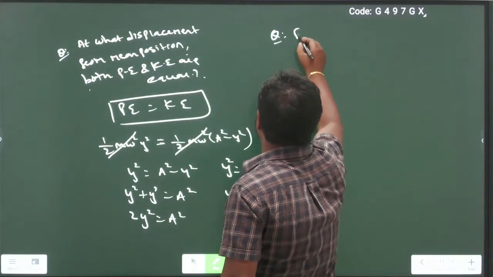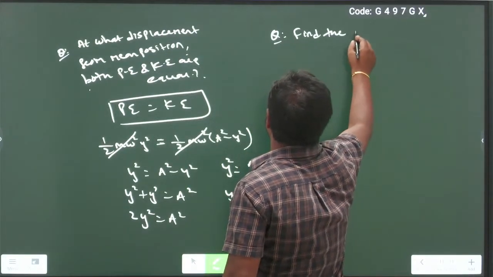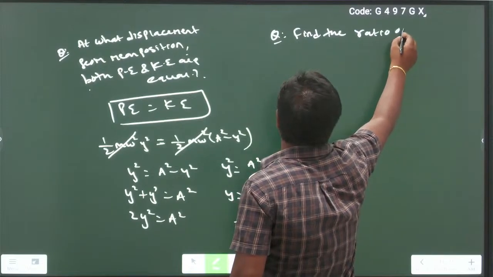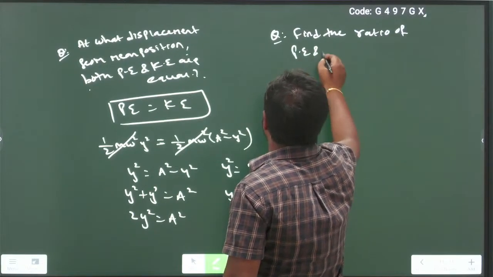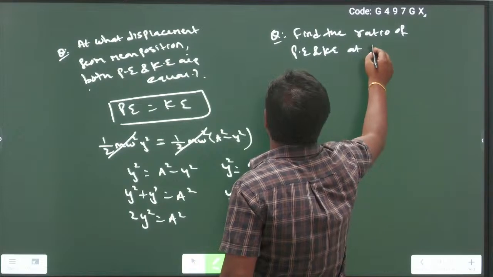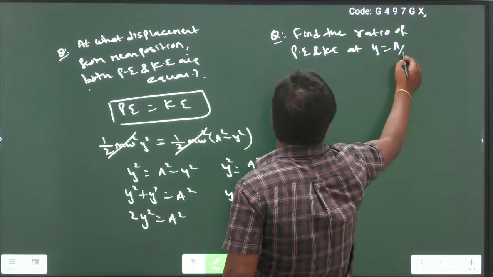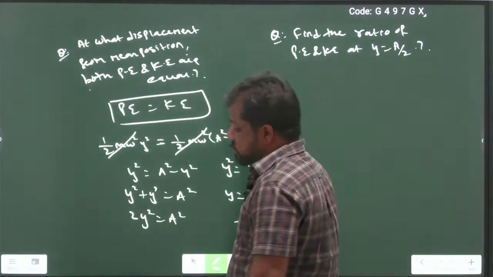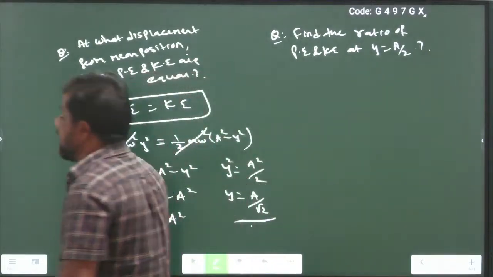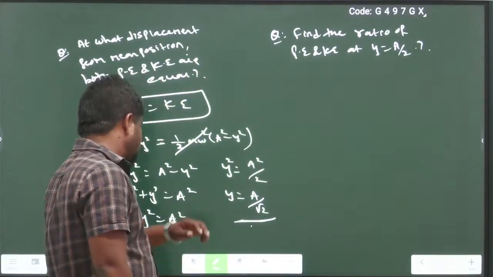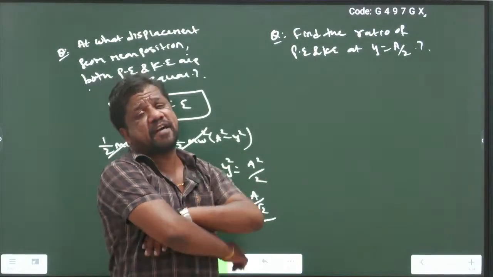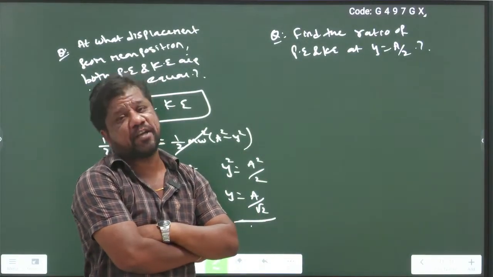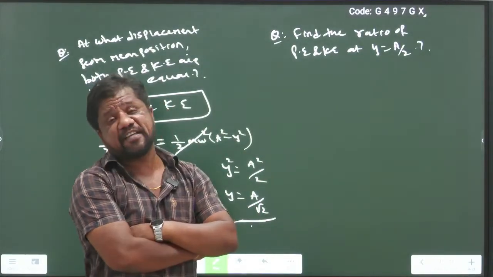Find the ratio of potential energy and kinetic energy at y is equal to a by 2. At a displacement equal to what? Half the amplitude. Find the ratio of potential energy and kinetic energy at y is equal to a by 2.